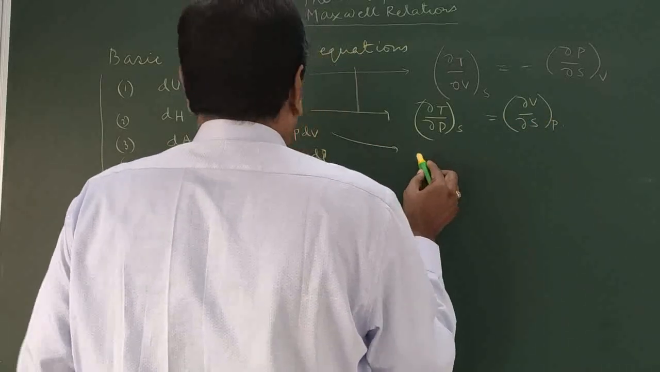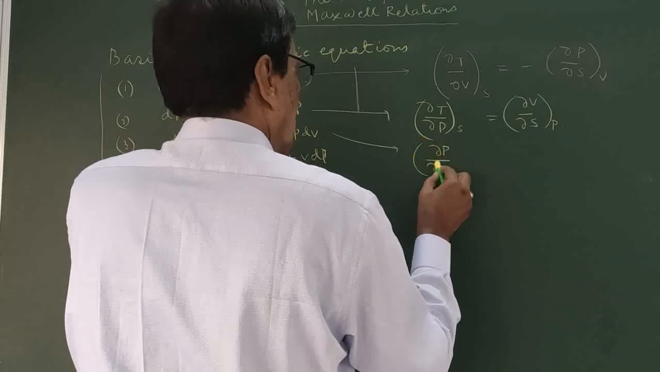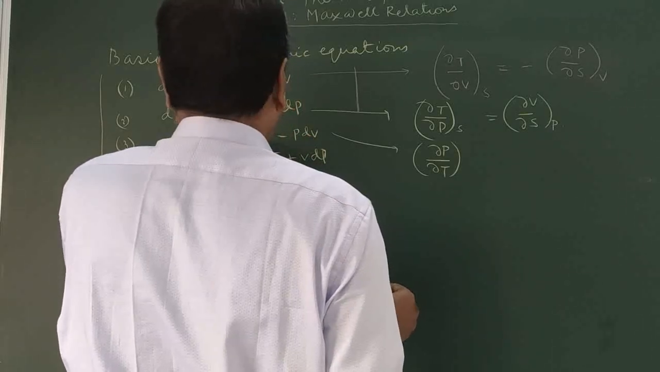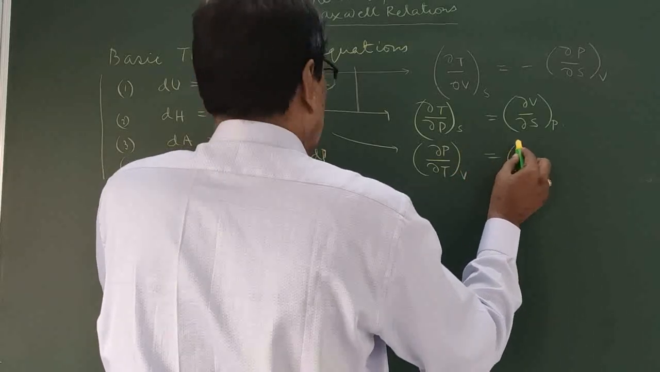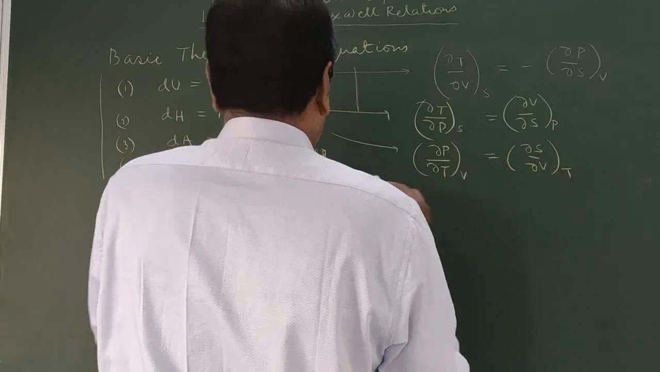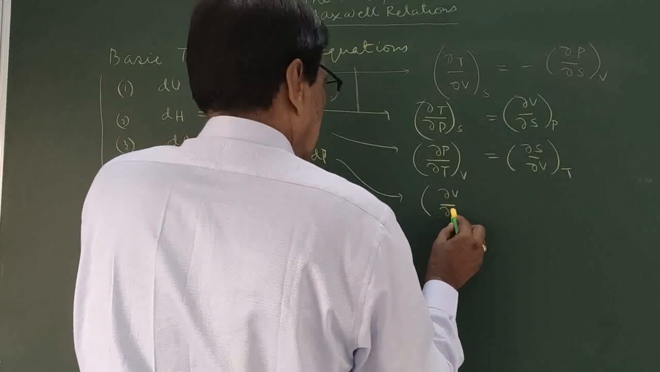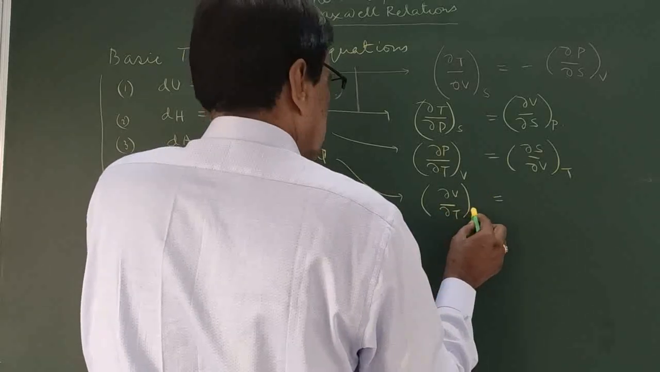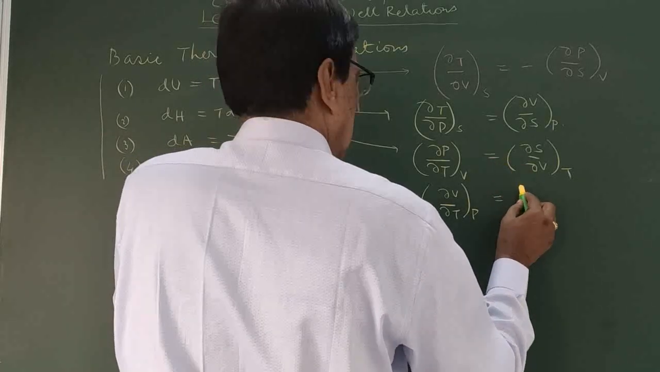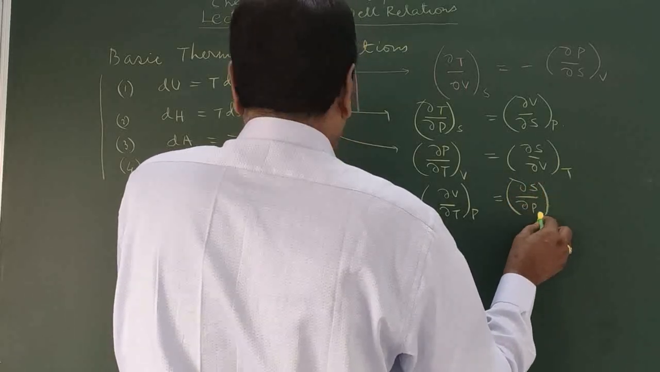And from this equation, again, del T by del V at constant S equals minus del P by del S at constant V. And from this one, del S by del V at constant T equals del P by del T at constant V. And from this equation, again, del V by del T at constant P equals minus del S by del P at constant T.